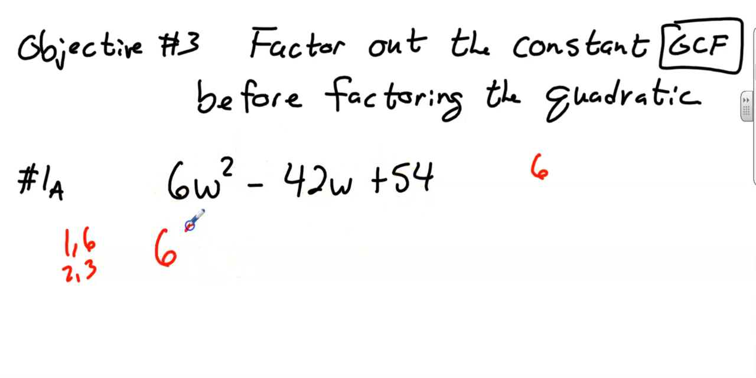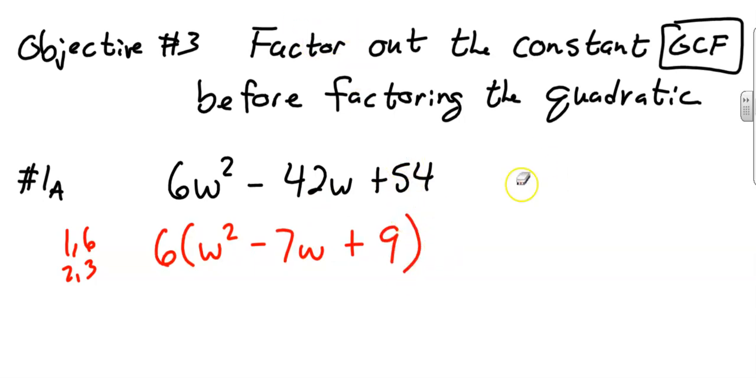So all you're going to do is take out the 6 first and make it w squared. 42 divided by 6 is 7. And then 54 divided by 6 is 9. So for that one, your greatest common factor would be 6. Now, somebody may say, what about the w's? Well, this one has 2, this one has 1, this one doesn't have any. So if this one doesn't have any w's in it, you cannot factor a w out of it because there's not one there to take away. So there's our greatest common factor.